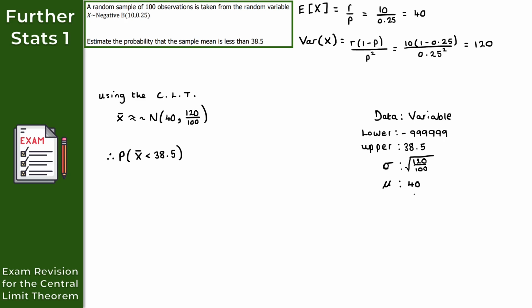Let me input those. 38.5 for the upper value. For sigma, the square root of 120 over 100. And for mu, 40. Input those, and if you do this correctly, you should find you get 0.0855. And there we have it. That gives the probability that the sample mean is less than 38.5, and that gives us the solution to the very last question, question 3. And that brings us to the end of this video on exam revision for the central limit theorem.